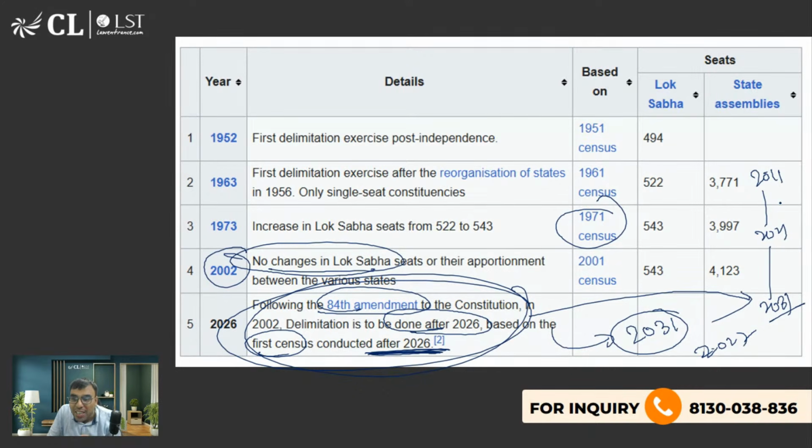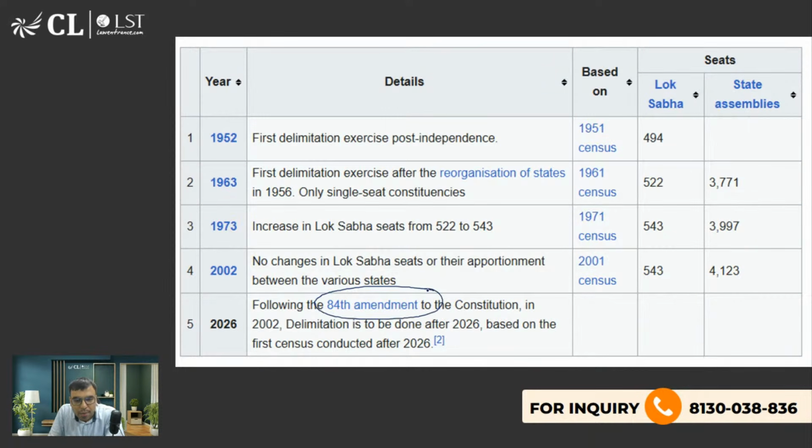But now the 2021 census itself is happening in 2027. So from this logic, after this 2027 census, this delimitation can be implemented. Is it clear? ये बात समझ में आई कि नहीं? So at the 84th amendment, during the time of 2002, during the time of Atal Bihari Vajpayee ji, they extended the freeze. जो ये 30 साल के लिए freeze किया गया था, that was extended till 2026. The statement was that it is frozen till the first census that will be done after 2026.